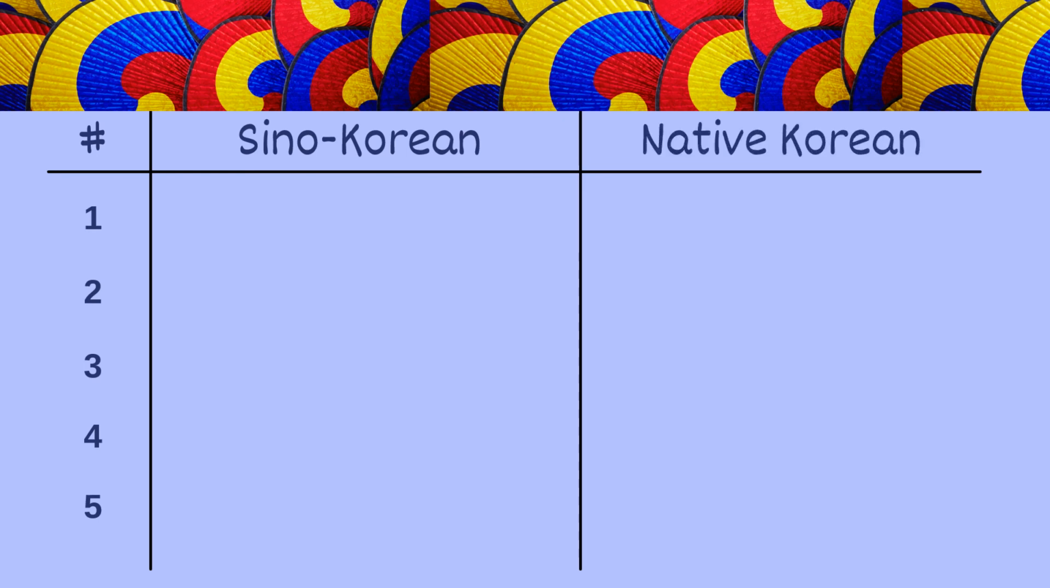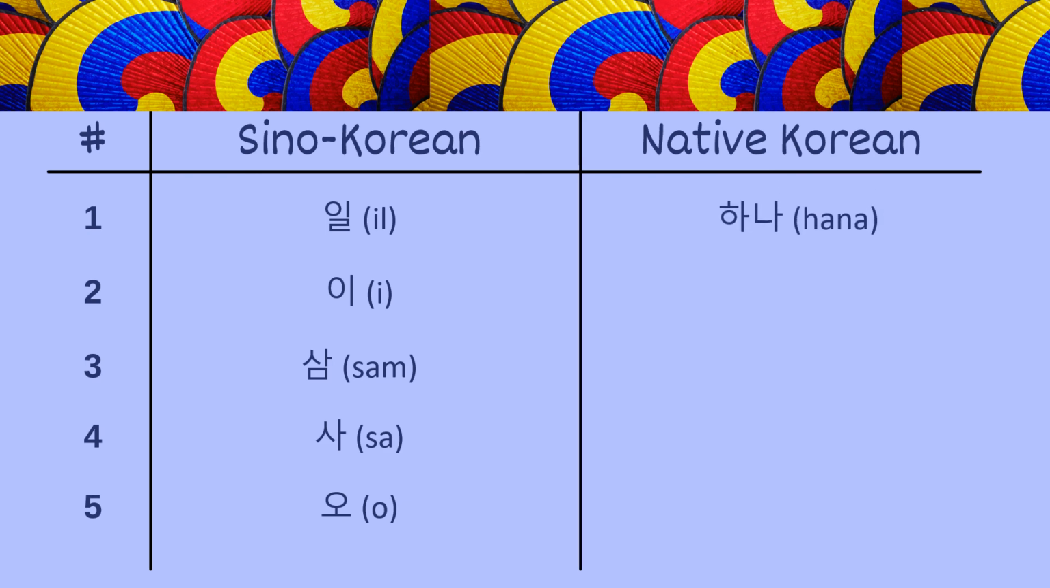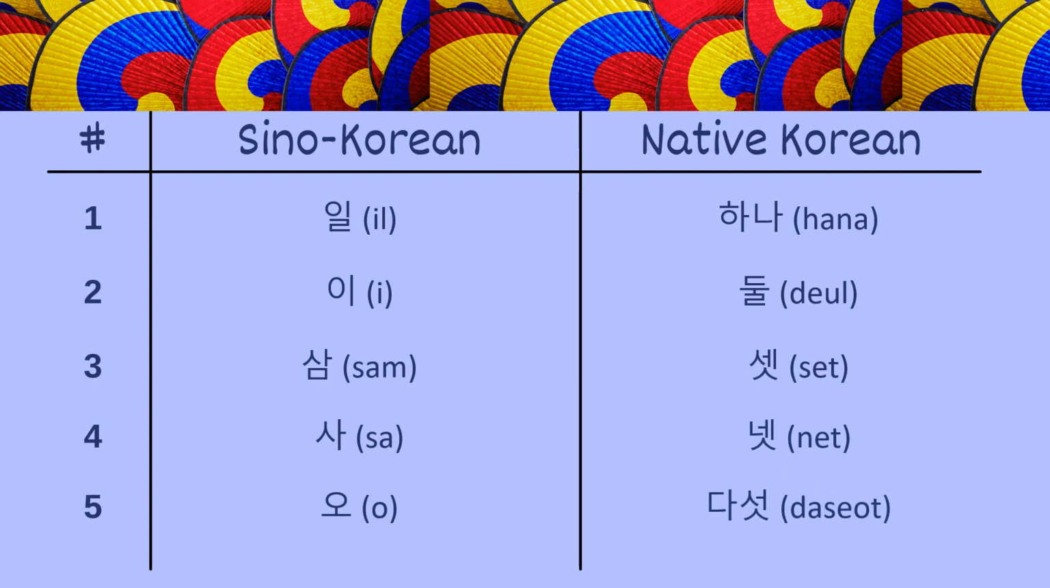Let's go through the Sino-Korean system first. Number 1 is il, number 2 is e, 3 is sam, 4 is sa, 5 is o. Pause the video and see if you can count to 5. The native Korean system is different. Number 1 is hana, 2 is du, 3 is set, 4 is net, and 5 is dasayot. Which one do you find easier?